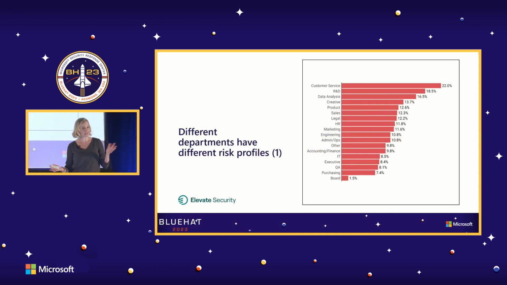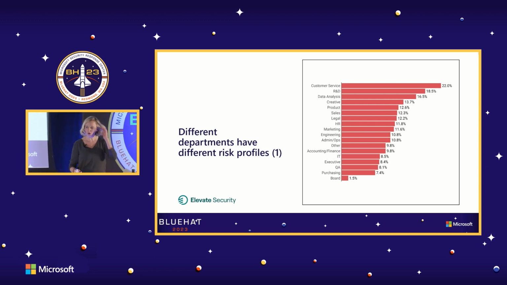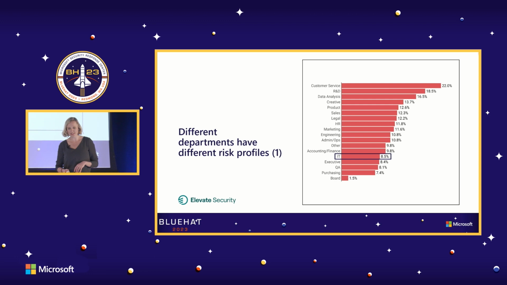But the punchline here is customer service by quite a long shot. 22% of customer service individuals were high risk, with R&D following not too far behind at 18%. Honestly, it's kind of a terrifying concept to me. IT, as you can see here, is 8.5, and we're particularly highlighting it because, again, many organizations consider IT to be tech savvy, and tech savvy equals somehow more secure. But again, 8% here, but you'll see that many organizations hover around the 10%. Customer service blowing everybody out of the water.